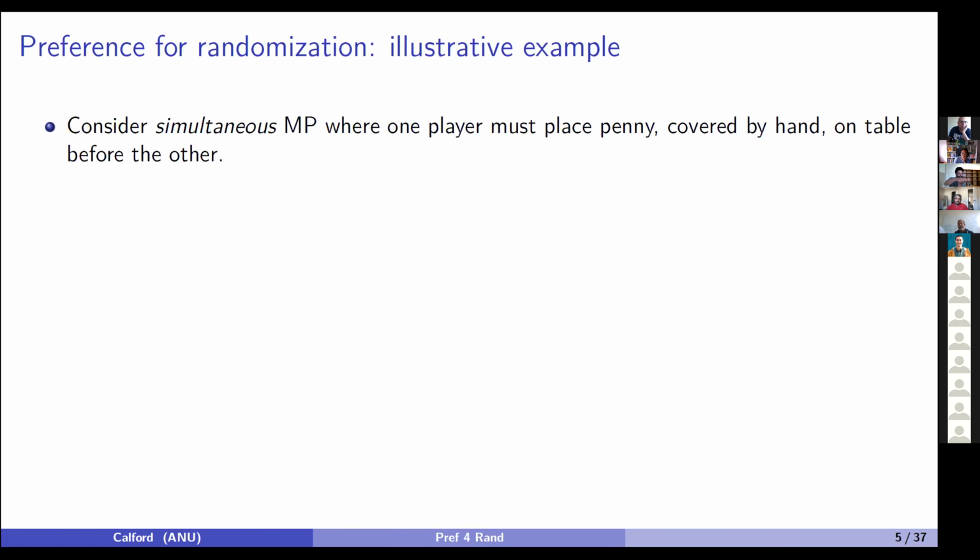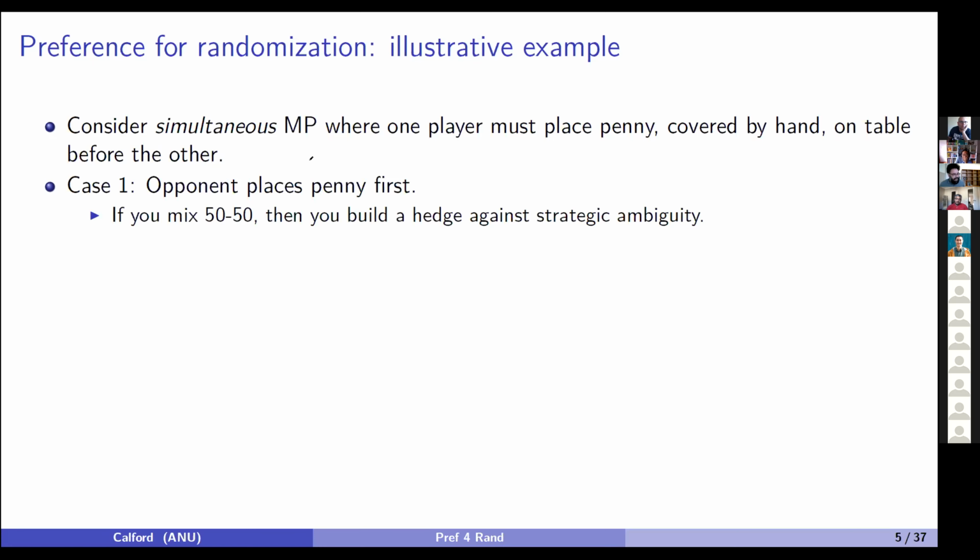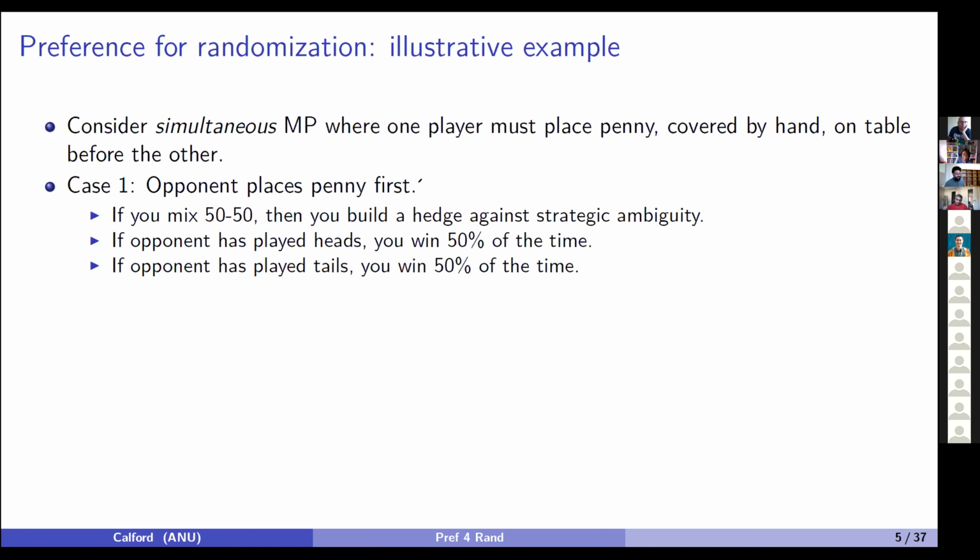So one player puts the penny down on the table covered by their hand, and then the other person does the same thing. So think about what happens if my opponent places their penny first. My opponent has their penny down on the table. I can get my penny, flip it in the air and just play whatever the toss comes up. And in this case, I'm going to build a hedge against the ambiguity I experienced about my opponent's decision. And the reason for this, and this is exactly Raiffa's argument, is that if my opponent has played heads, then when I flip my coin, I'm going to win 50% of the time.